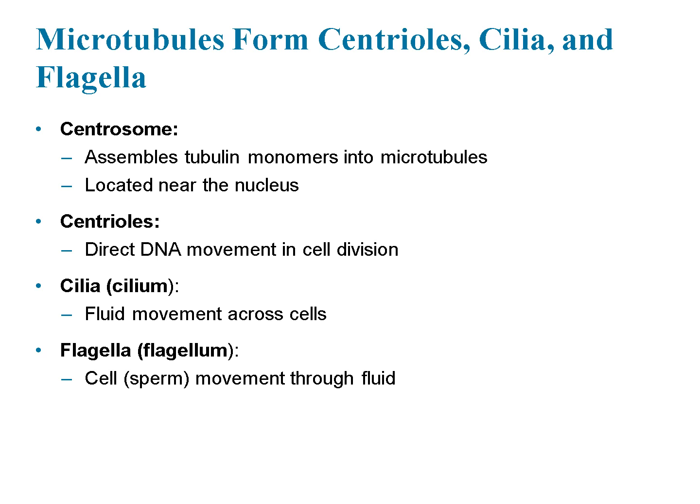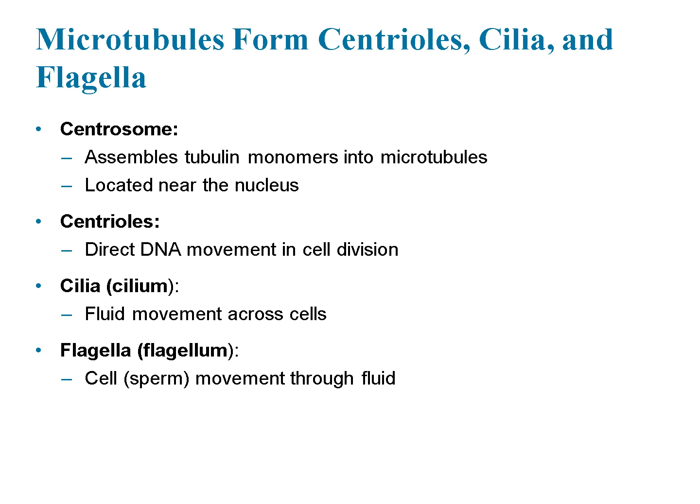Let's dive into the fascinating world of microtubules and the incredible structures they form inside our cells. First, meet the centrosome, the mastermind behind microtubule assembly. Positioned near the nucleus, it's where tubulin monomers come together to build microtubules, which act like highways and structural beams inside the cell. From here, microtubules organize into centrioles, which are vital during cell division. Think of centrioles as the directors of traffic. They guide the movement of DNA, ensuring it's divided correctly between daughter cells.